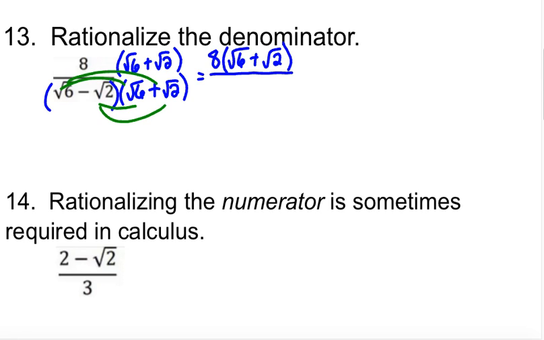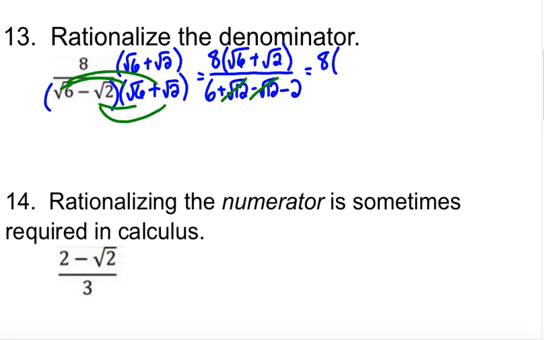Okay, so root 6 times root 6 is just 6. Root 6 times root 2 is root 12. Negative root 2 times root 6 is negative root 12. And negative root 2 times root 2 is negative, root 2 times root 2 is just 2. Okay, so that's just from the FOIL. Notice my middle terms cancel out. That is always going to happen because you use the conjugate. Those middle ones are always going to cancel out of that.